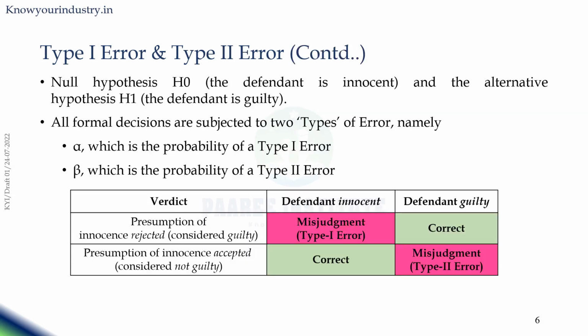In continuation of the courtroom example, here we are going to see the possibility of errors that can happen. Null hypothesis H0: the defendant is innocent, and the alternative hypothesis is H1: the defendant is guilty.